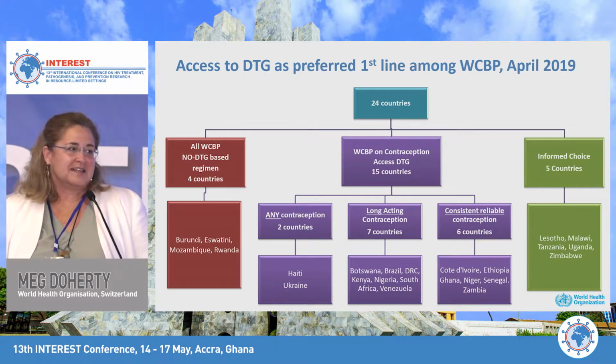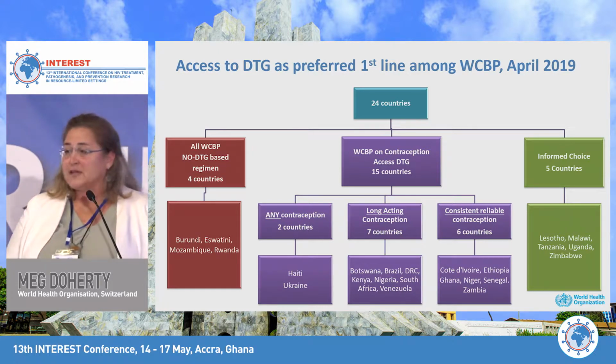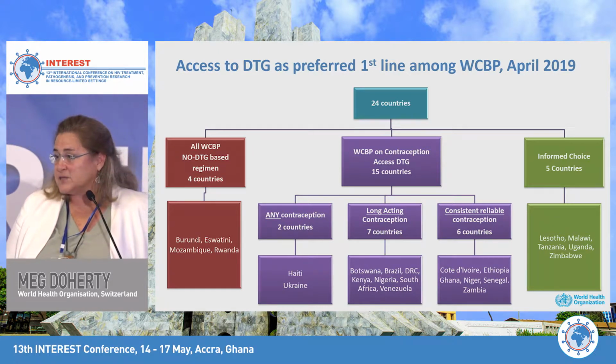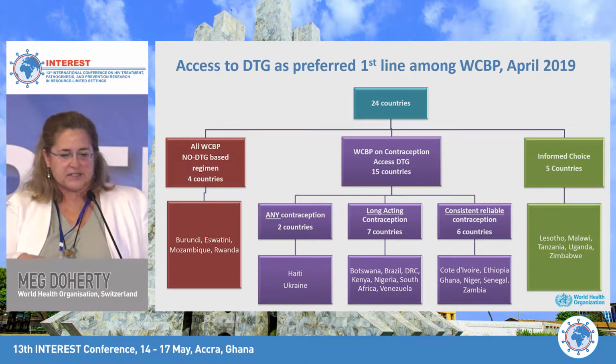And why? This is an update from the 24 countries that we are regularly in touch with about their guidelines about using dolutegravir in first line. And you can see that there are still some countries where it's unable to be used with women who have childbearing potential.